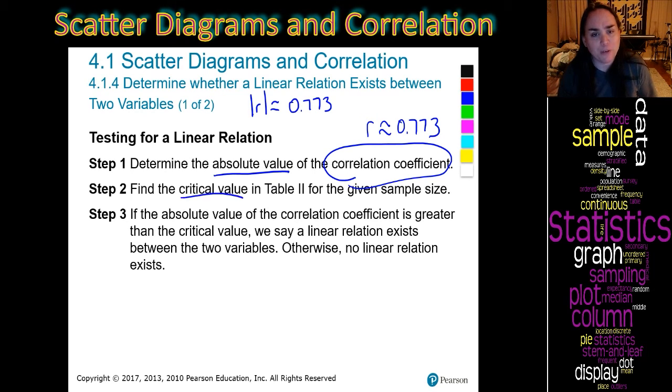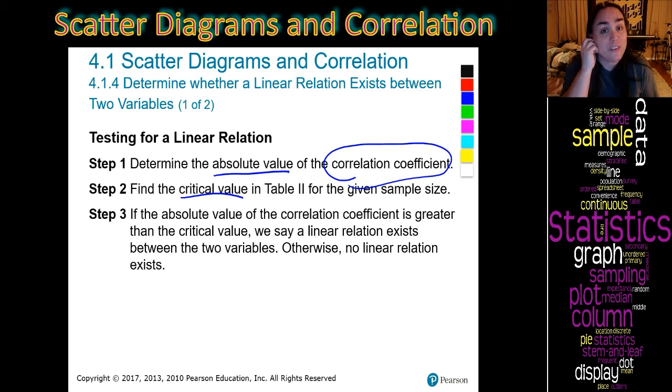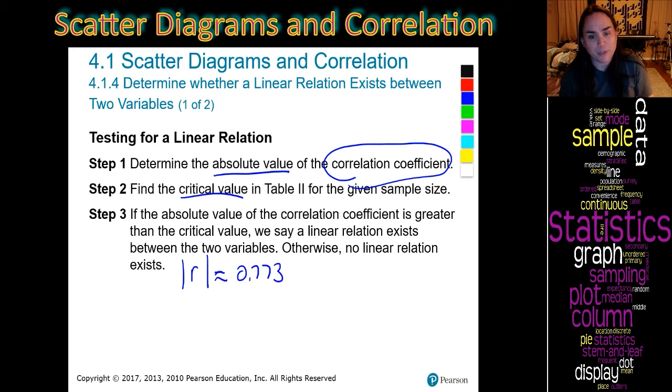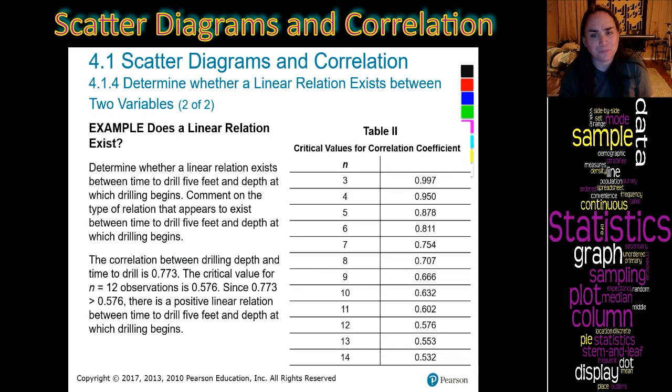Next, find the critical value. The critical value is going to be something given to you on your homework. If you've already done it, then you know. If you haven't done it yet, you'll notice that there's a table that they offer you. You definitely need to look at that. So again, the absolute value of our R is about equal to 0.773. Let's look at the table.